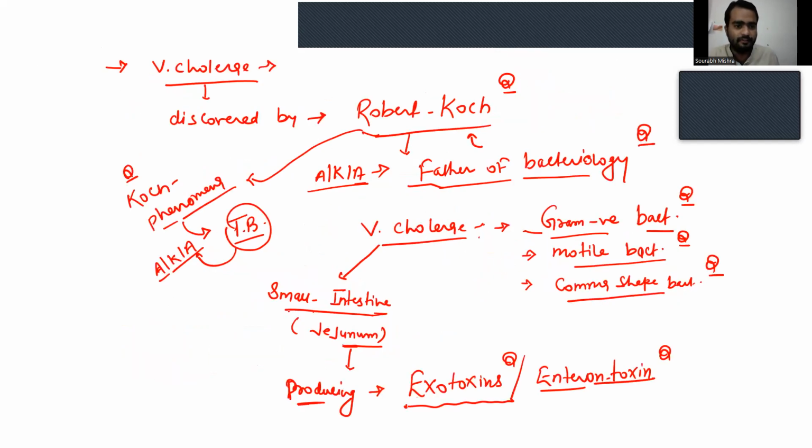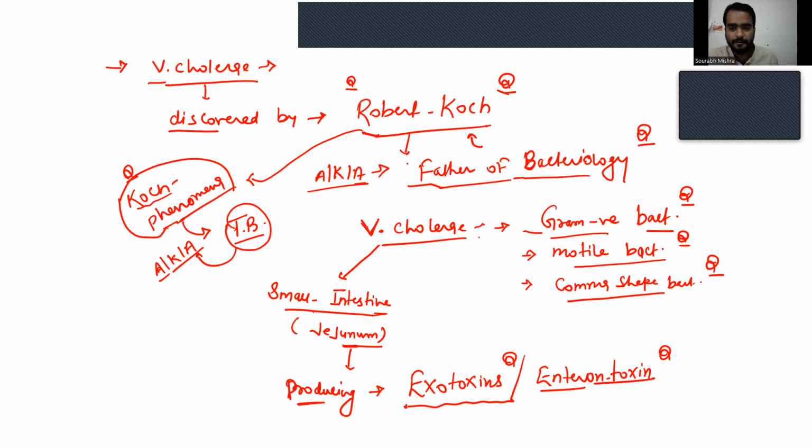Vibrio cholerae bacteria was discovered by the microbiologist Robert Koch. Who discovered Vibrio cholerae? Robert Koch. Robert Koch is also known as the father of bacteriology. Who is the father of bacteriology? The answer is Robert Koch. Robert Koch gave the Koch phenomenon, seen in tuberculosis. Koch phenomenon is given by Robert Koch.